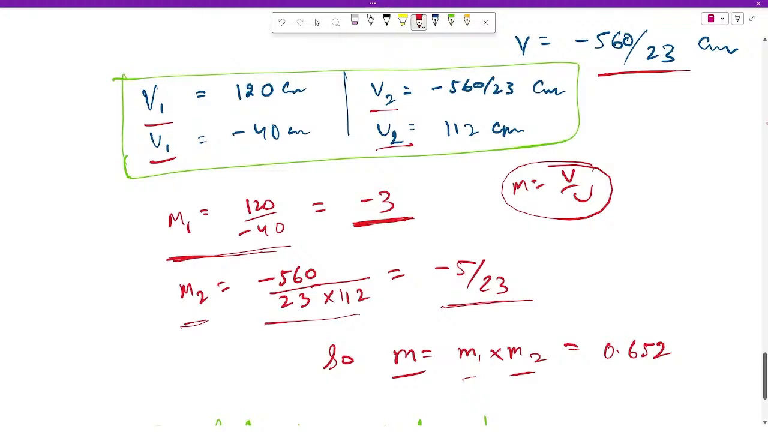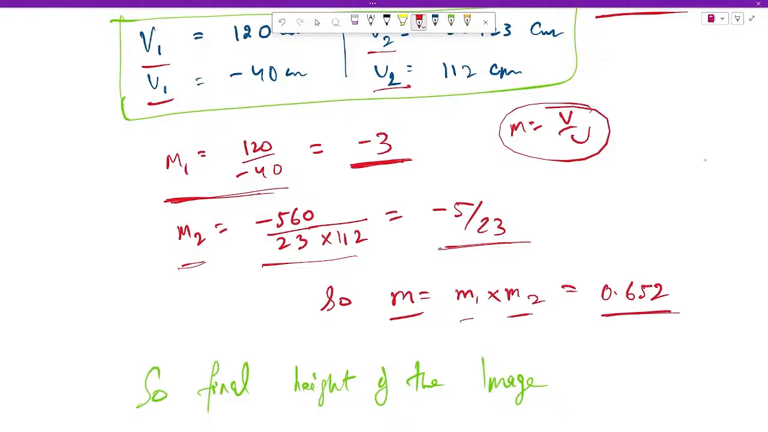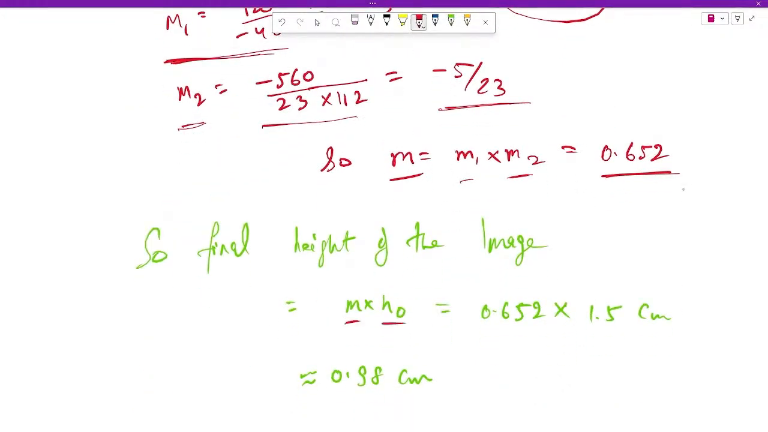Now net magnification will be equal to the product of these two independent magnifications, and that will be equal to 0.652. That is, the net magnification is less than 1 and the image is diminished in size. So the final height of this image is going to be equal to net magnification multiplied by the original height. Because the initial height was 1.5 centimeter, we multiply it with 0.652, the net magnification, and we will get the value as 0.98 centimeter.